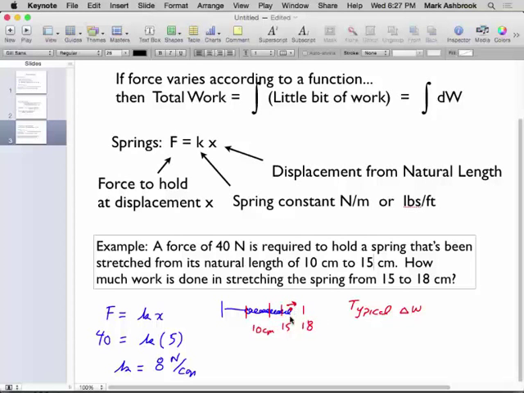So think about, we're right here, and we're just going to go a little bit further. How much is that? How much are we stretching it? If we're just going to go a little bit further, from here, starting at 10, this is x. So it's going to be delta x. If we go just a little bit further, that's going to be delta x.